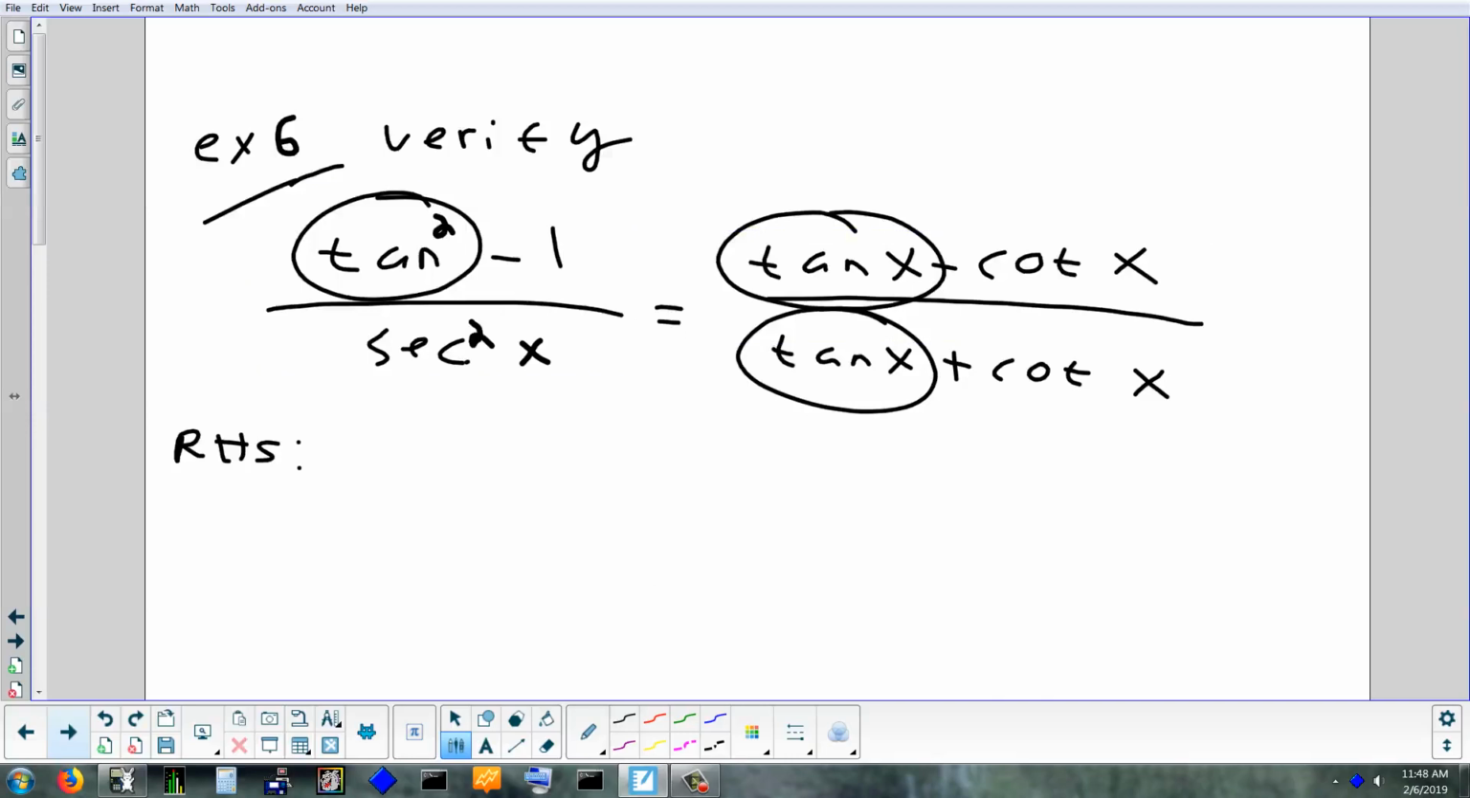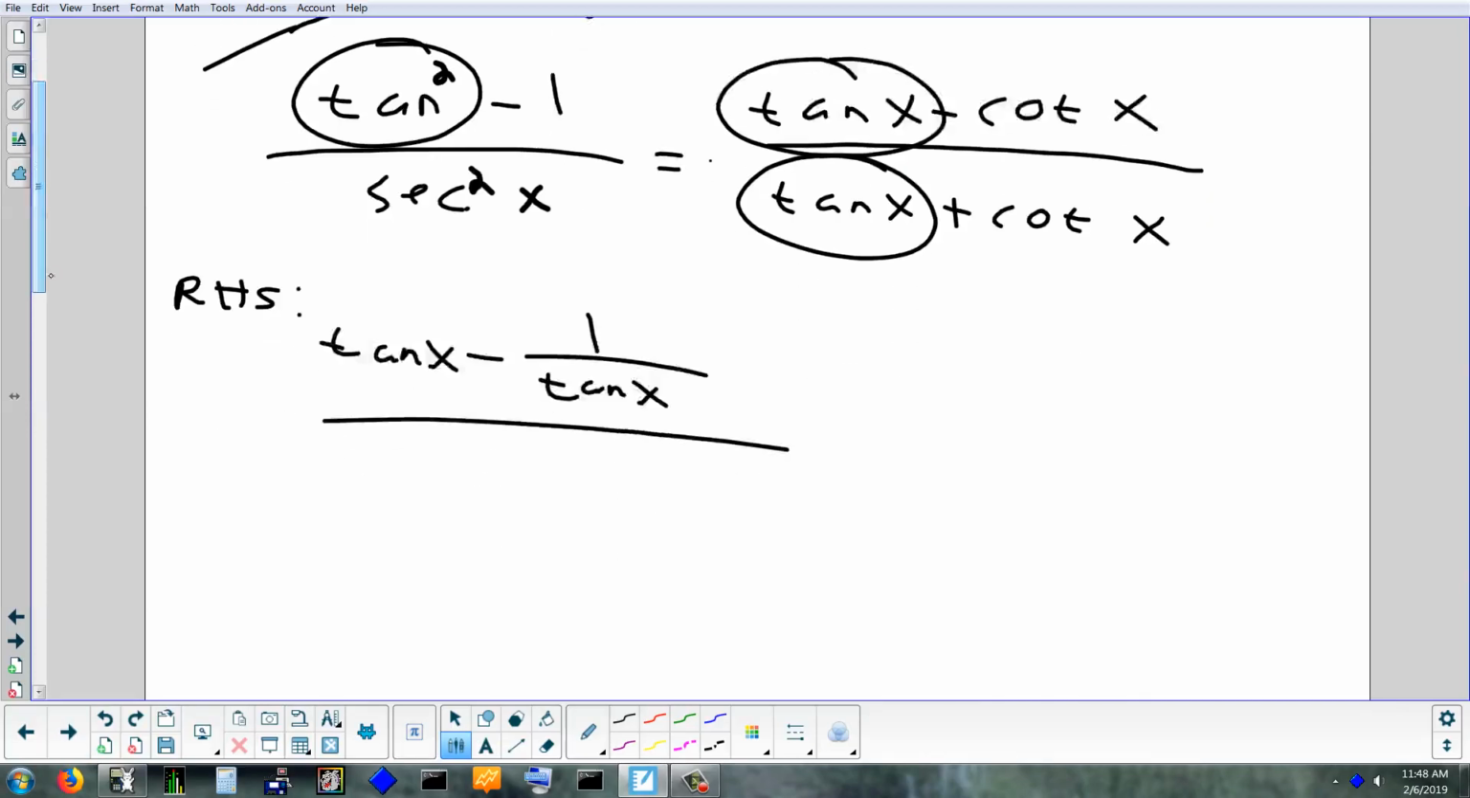All right, so let's try something else. Let's change everything to tangents. I see some cotangents on the right. I don't see cotangents on the left. So let's change this into more tangents. The first one already is tangent. How do you write cotangent in terms of tangent? Yeah, it's just like you type it in on the calculator. 1 over tangent. All right? And now we've got tangent, and it's the same thing except plus.